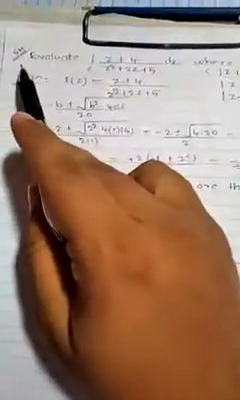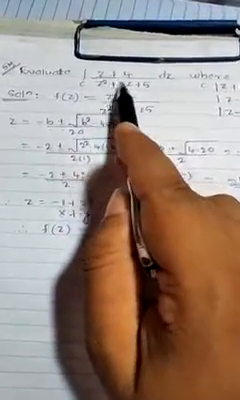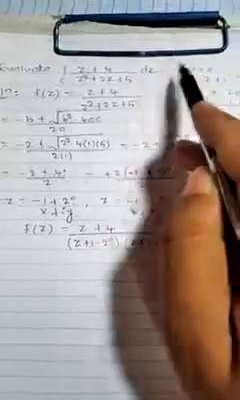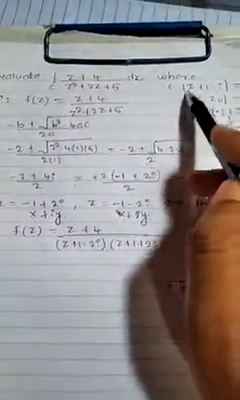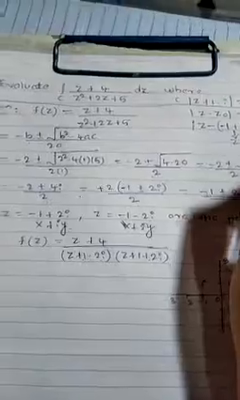Next example, an important example. Evaluate the integration of (z plus 4) divided by (z square plus 2z plus 5) dz, where the given circle is mod z plus 1 minus i equal to 2. This is the question. See the solution. f of z is this.